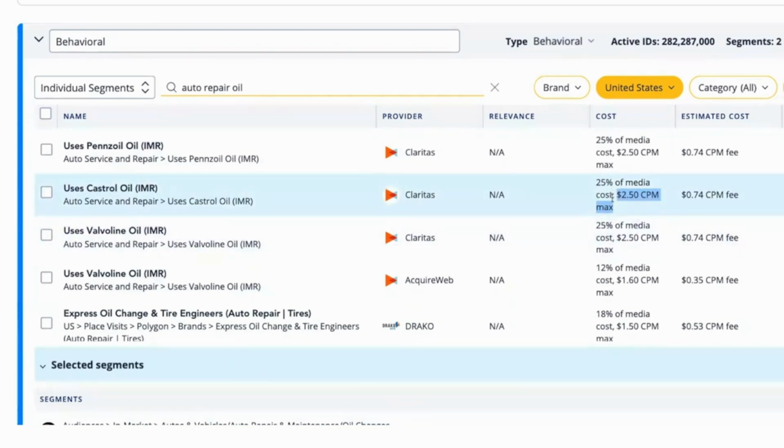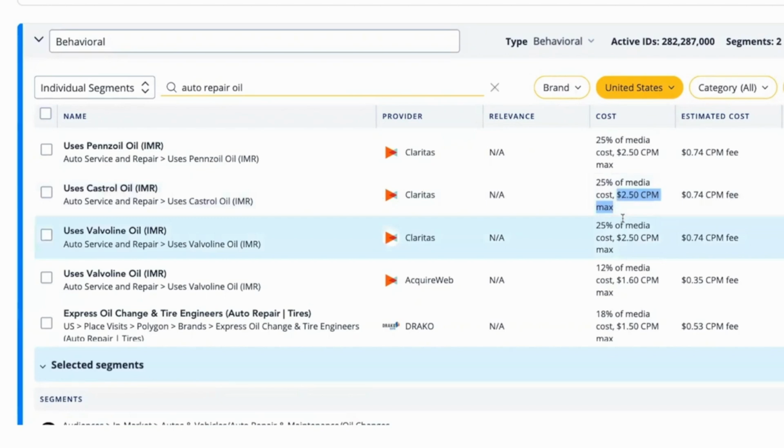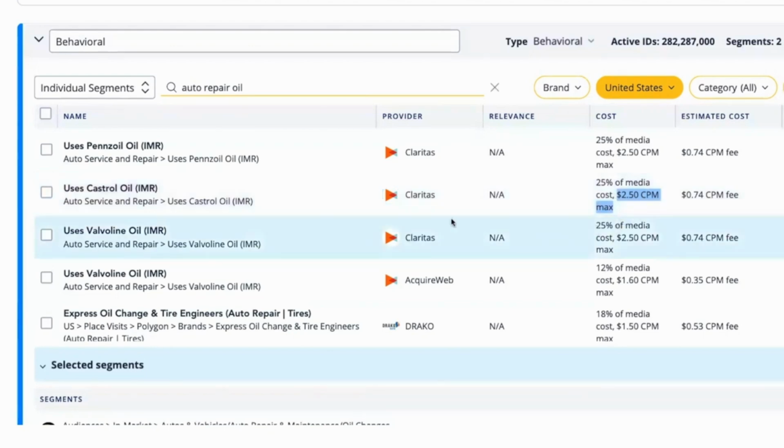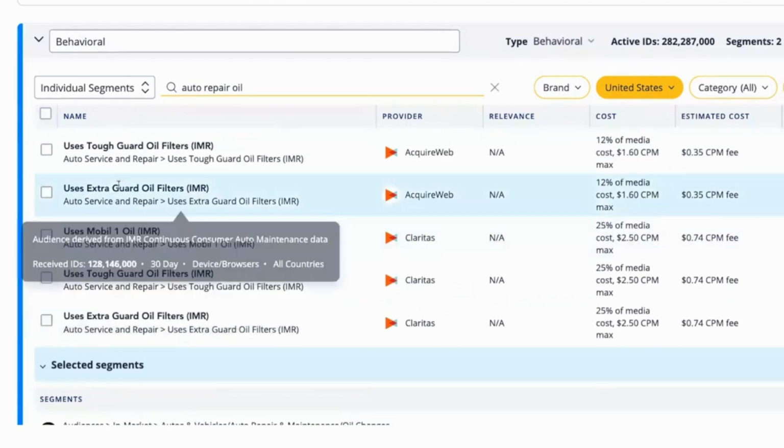If it's a $7 CPM data fee, just remember that that's going to be added to your bid. So if your bid is around $3 and the data fee is around $7, your final CPM could be upwards of $10, $12 because you still have to add some additional fees, right? So you've got to be mindful of some of those segment costs. Okay, $250 is all right. So let's continue.